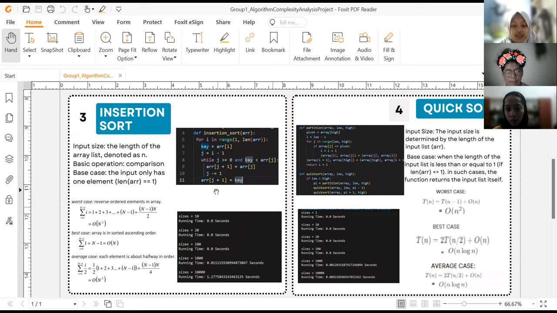And as for quicksort, it will be explained by Rabab here. So the time is yours. Thank you, Tatia.